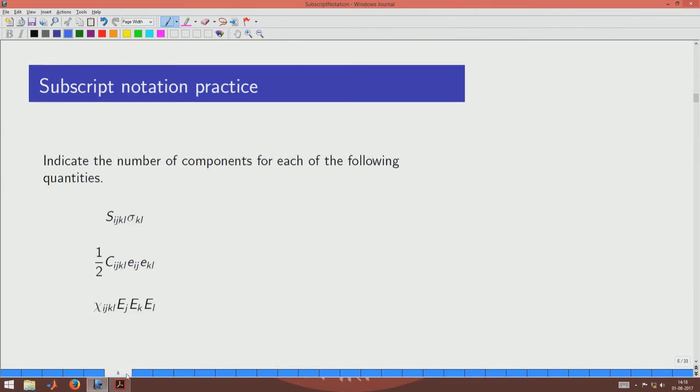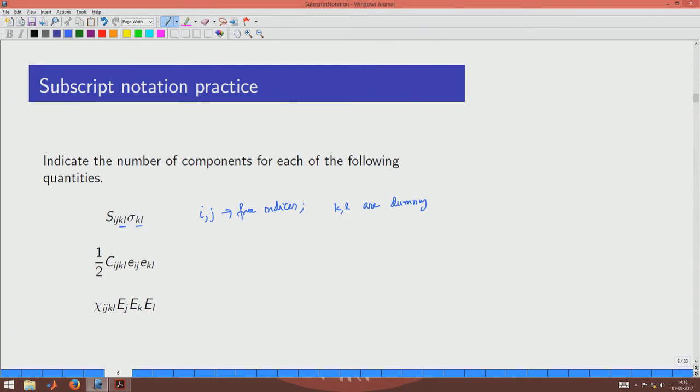So we can go further here and look at what are the free indices and what are the dummy indices. So you can see that k and l are repeated. So i and j are the free indices here, and k and l are the dummy indices.